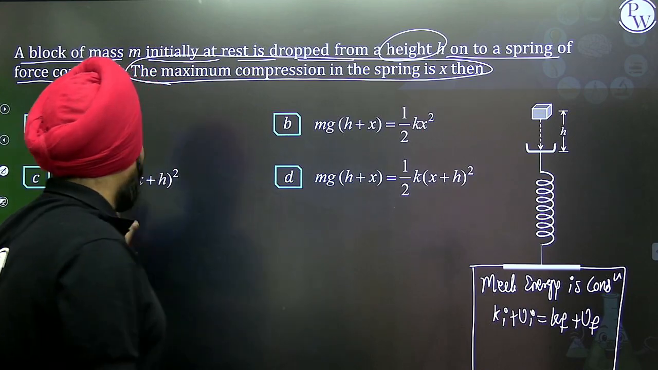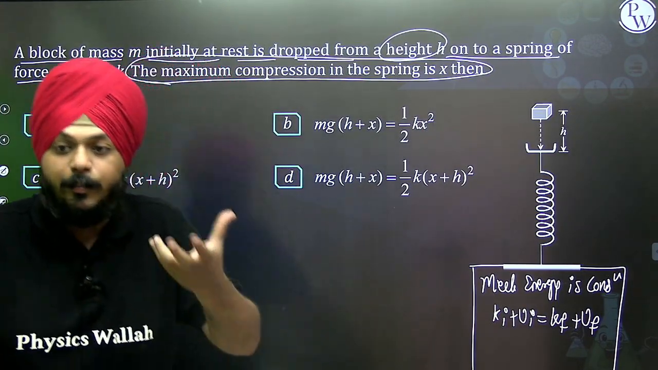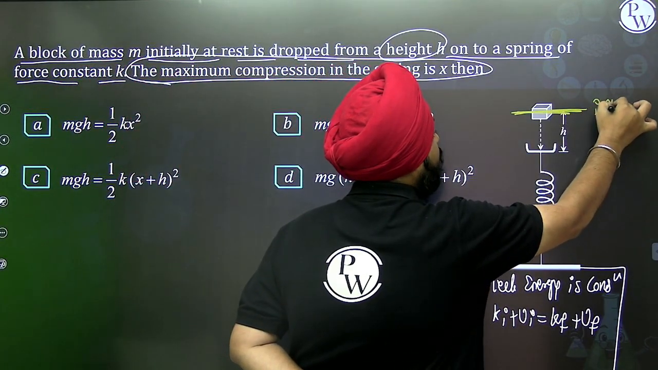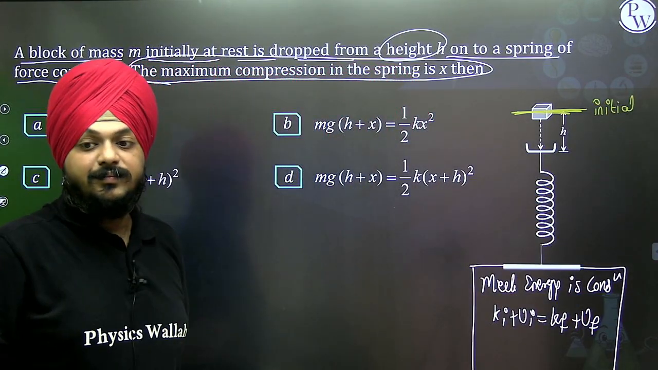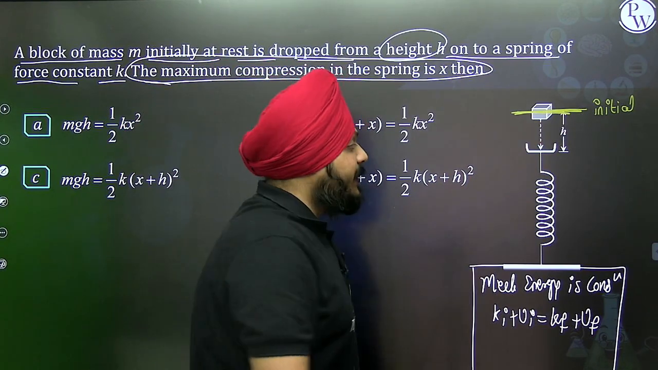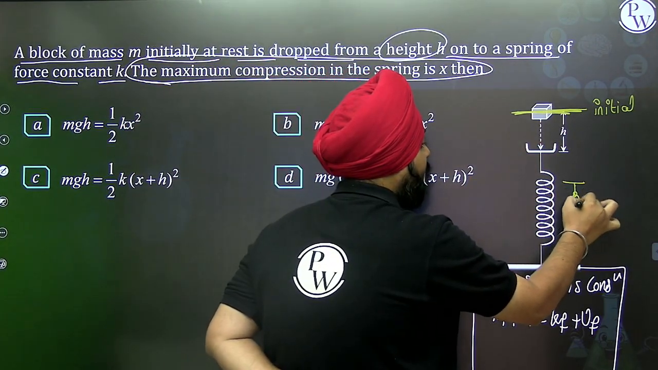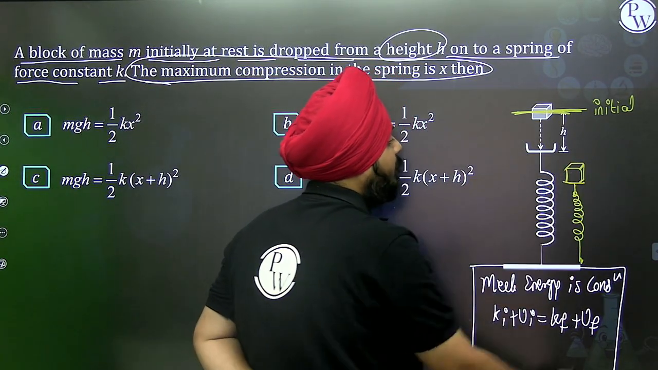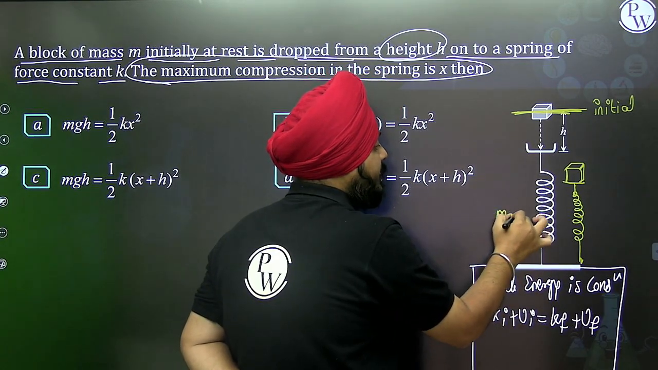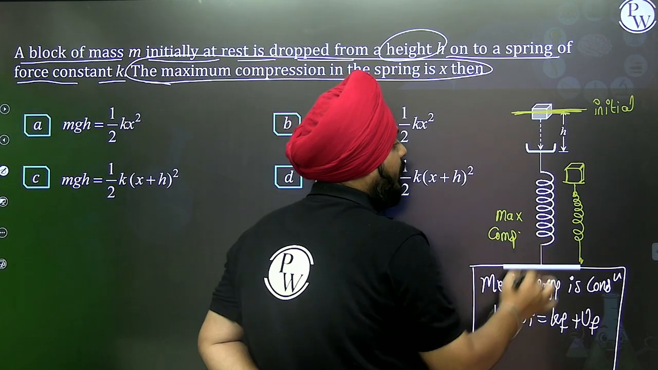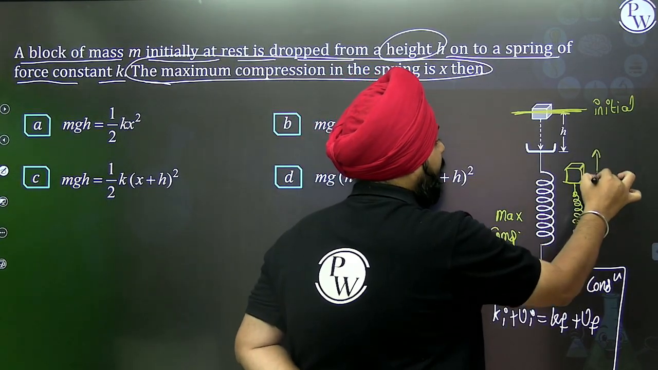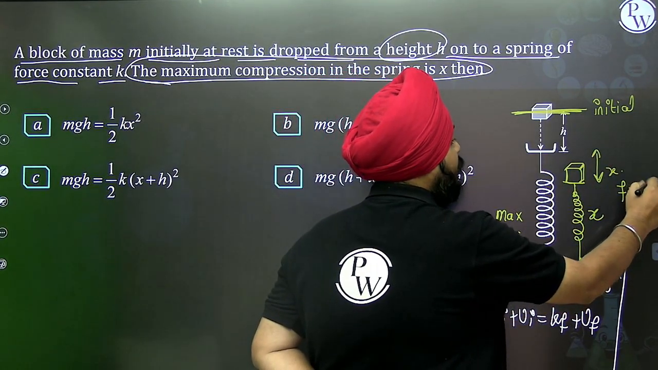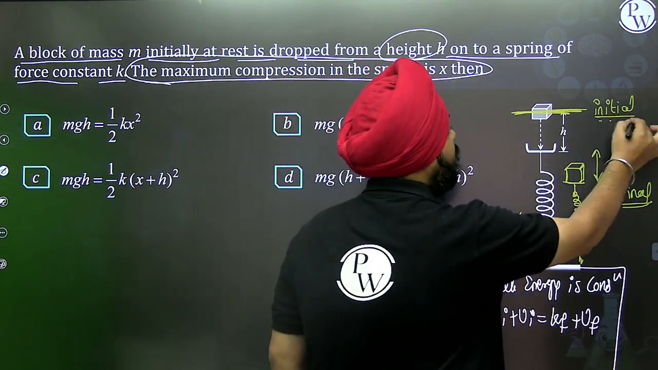Now to use this equation, obviously we need the initial and final points. This is the initial point from which the block is released. It is going to compress the spring, and we are going to face the maximum compression. Right? And the block is going to come up here this way. So this spring is in the state of max compression, x. The particle is beneath this reference line by x, and this will be my final position. This is the initial position, this is the final position.